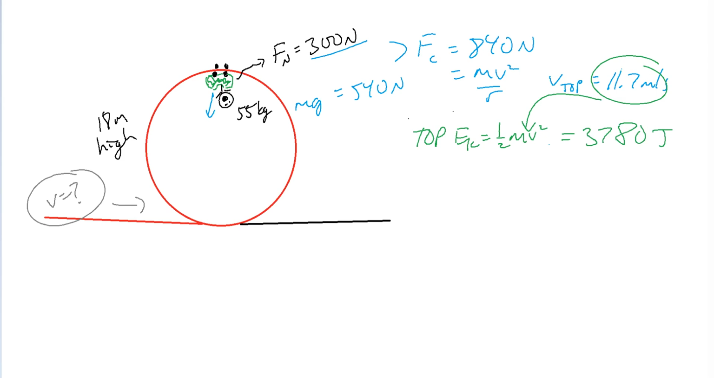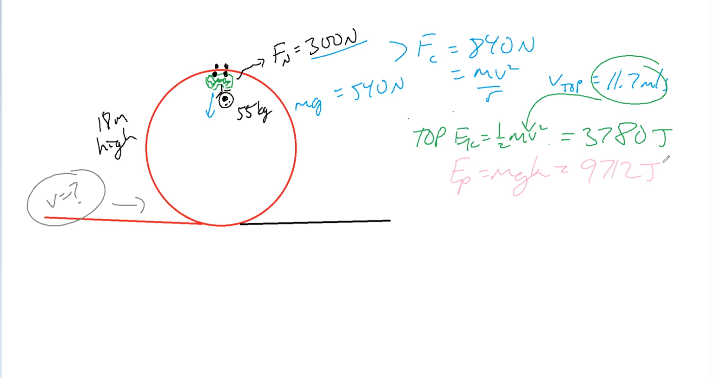Now, of course, he doesn't just have kinetic energy up there, he's also got potential energy. So I can find the top potential energy, which would just be mgh. I've got his mass, 55, times the 9.81, and I'll multiply by the height. So not the 9, but now we're going to use the 18, because that's how far up he is. And his EP is 9712 joules.